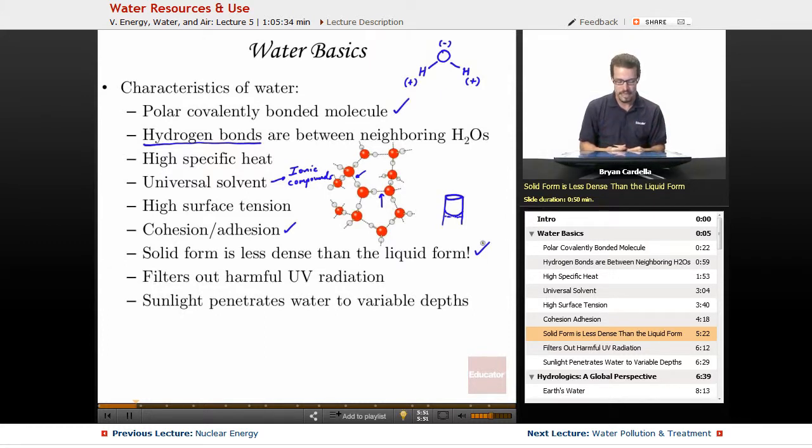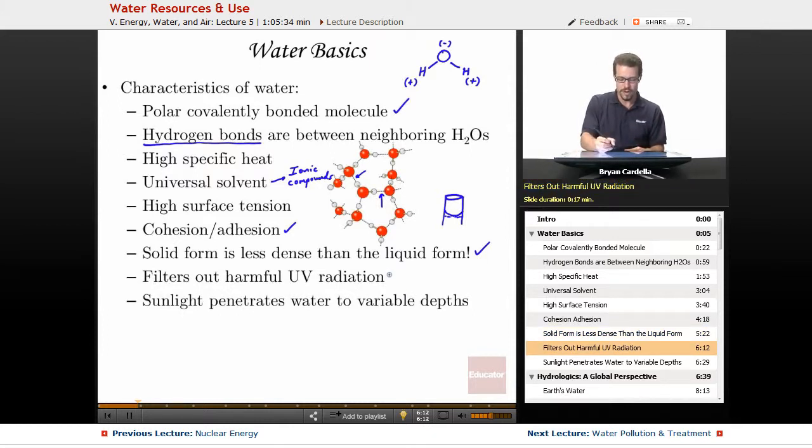It'll be less dense. That's important because if you think about all the glaciers and polar ice caps, things like that, that are on the surface of the ocean, if ice didn't have that quality of floating on top, the Earth would be a very different place, and who knows what life would be like or what the circumstances would be related to that difference.